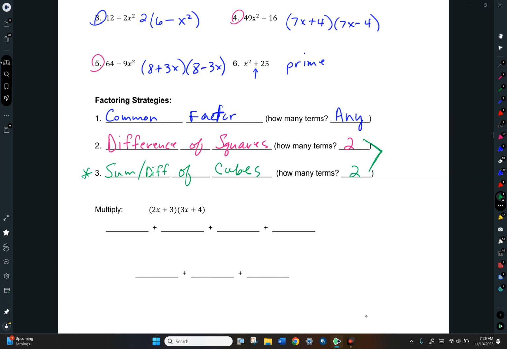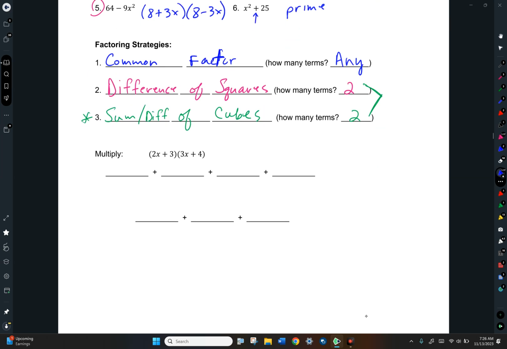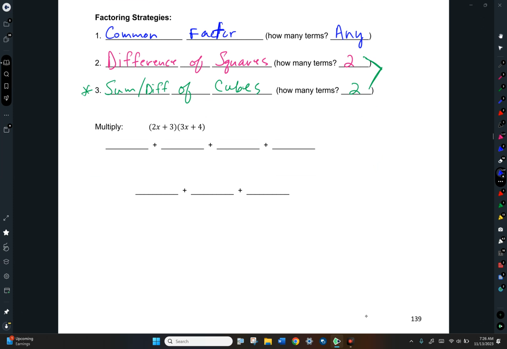Okay, so the big one for today that we're going to spend quite a bit of time on is related to this next concept. So if I'm going to multiply, I would have to do FOIL. And so the 2 times 3 would be 6x squared, and then the outer would be the 8x, and then the inner would be 9x, and then the last would be 12. So as a reminder, this was first, outer, inner, and last.